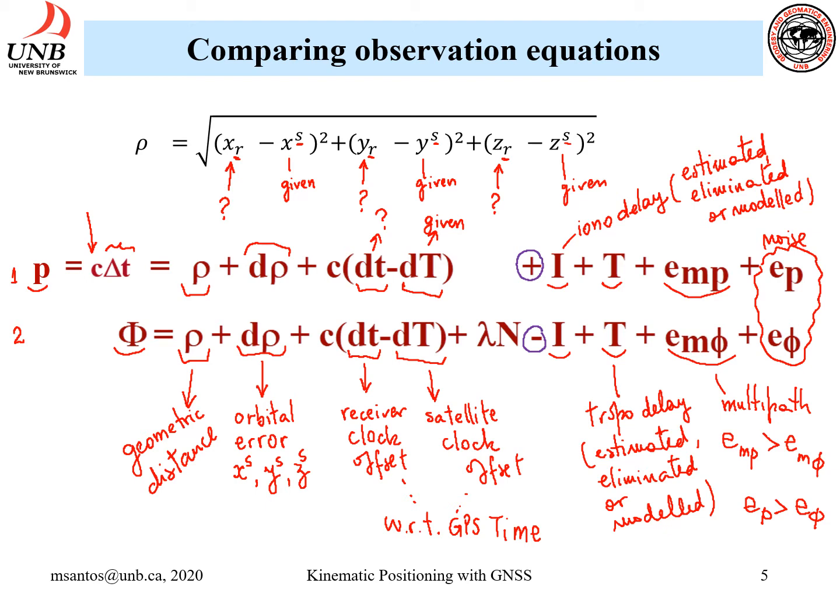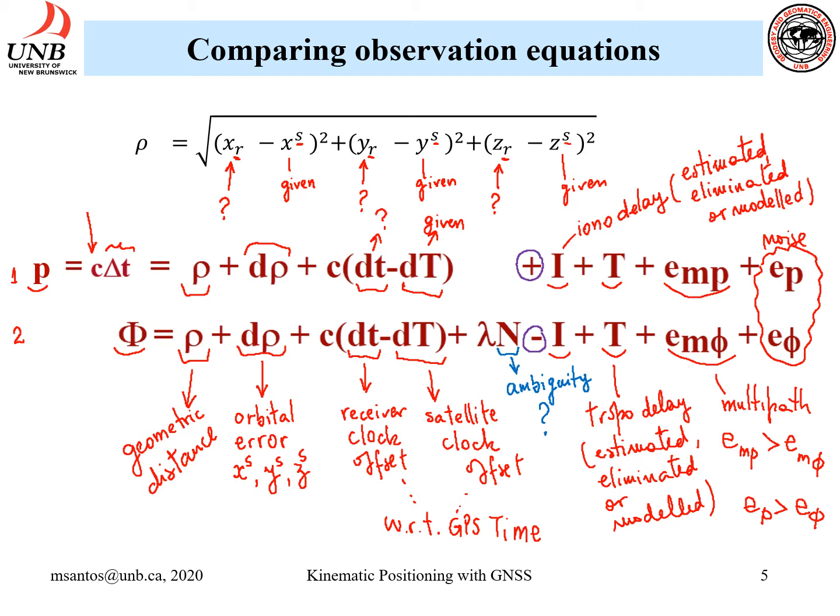And there is one term that is missing here that I didn't say anything about, which is the ambiguity. Ambiguity exists only in the pseudo-range measurements, and again, it is an unknown. So we have to estimate the ambiguity when using pseudo-range measurements. The problem being that we're talking here about one unknown for each satellite.